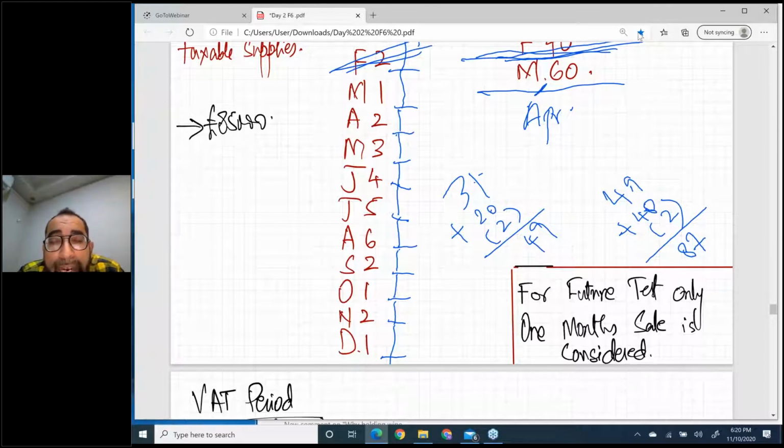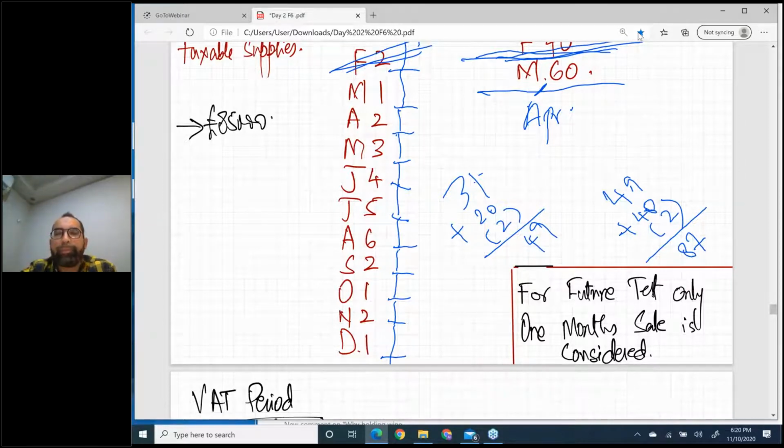then before the end of that month you have to apply for registration, and the tax department will make you an active registered person from the beginning of that same month. This is what we call the future test. So there are two compulsory tests: the historic test and the future test.